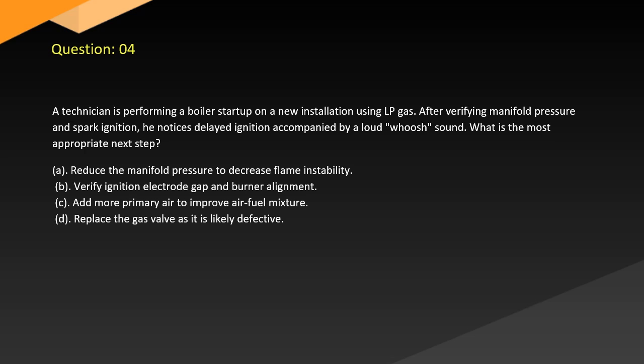A. Reduce the manifold pressure to decrease flame instability. B. Verify ignition electrode gap and burner alignment. C. Add more primary air to improve air-fuel mixture. D. Replace the gas valve as it is likely defective.